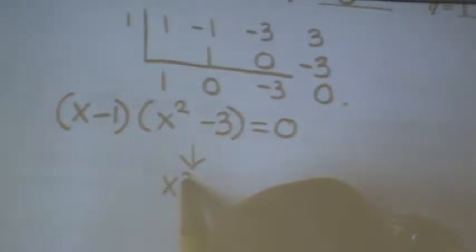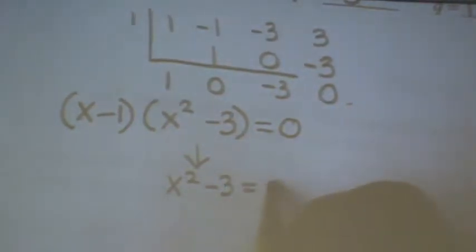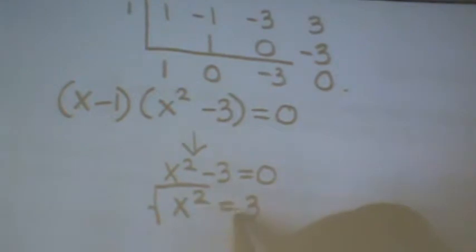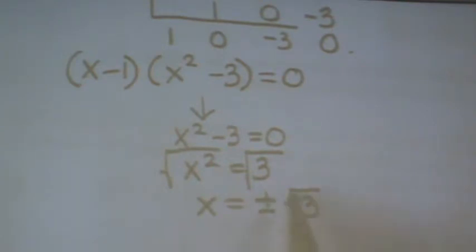Now what do you do right here? How do I find these two zeros? What do I do? This is really easy. You're going to set this equal to 0, add 3, square root both sides, and what two answers do you get here? Plus or minus the square root of 3. What kind of zeros are these two? Irrational. These are irrational.